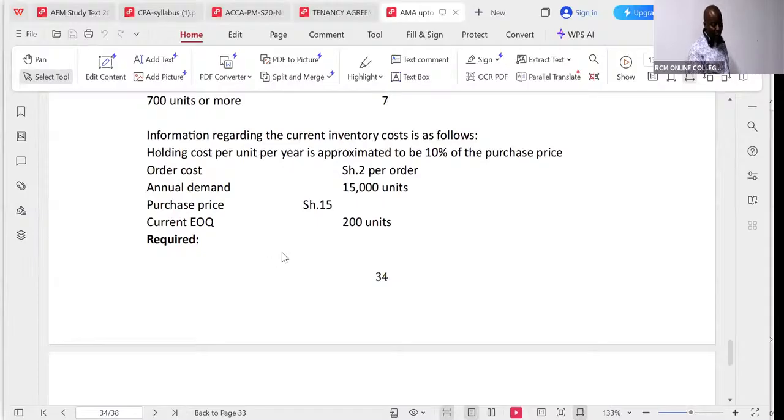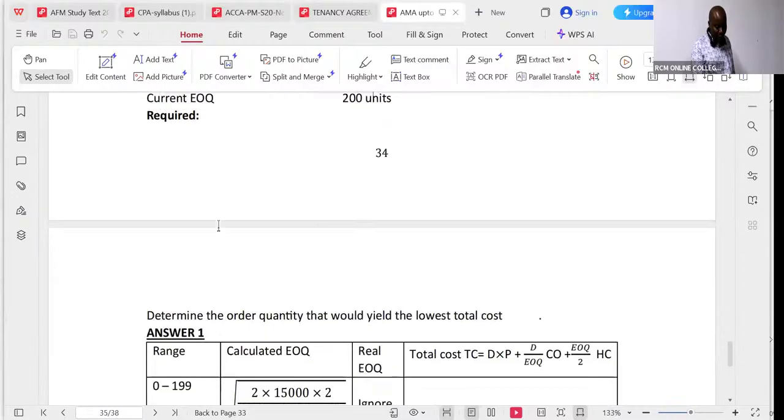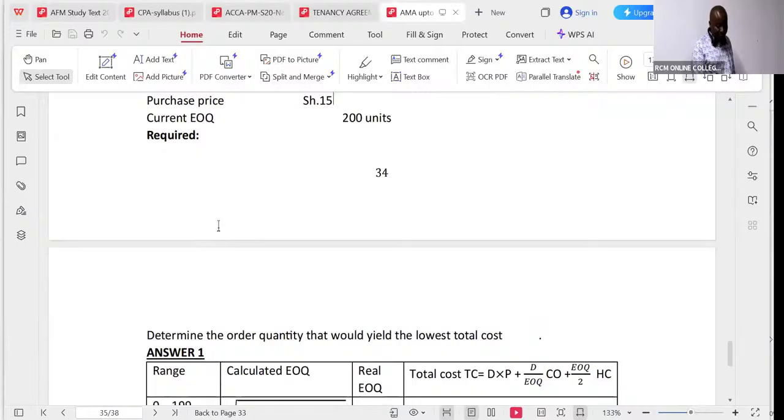Holding cost per unit per year is approximately 10% of the purchase price. Order cost is shillings 2 per order. Annual demand is 15,000. Purchase price is 15 bob. Current EOQ is 200. Required: determine the order quantity that would yield the lowest total cost. I will not panic at all.